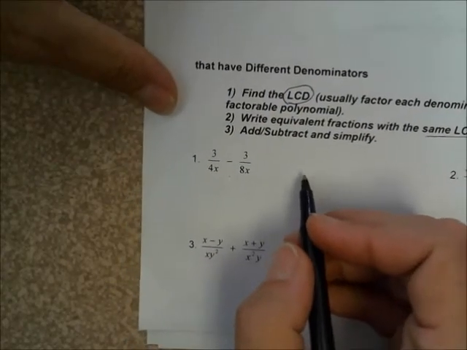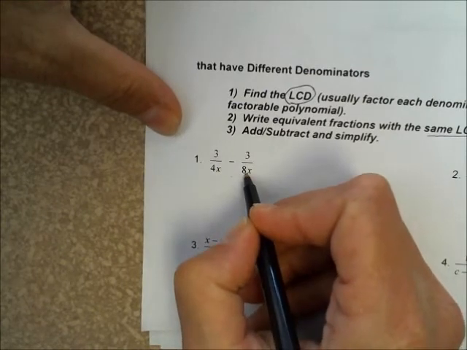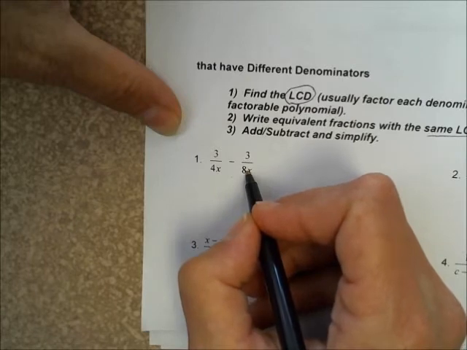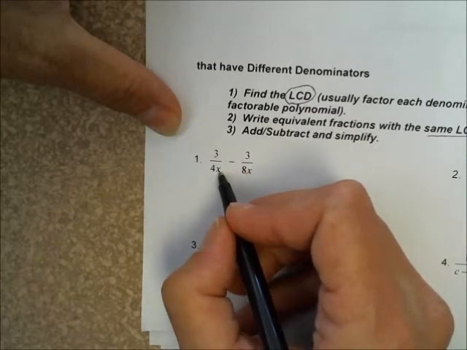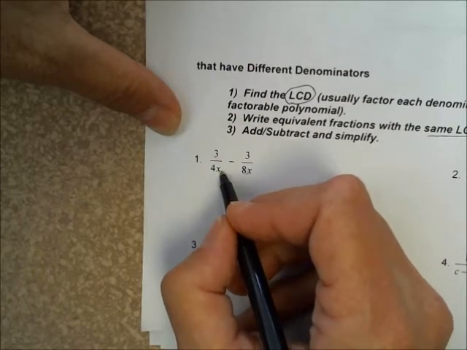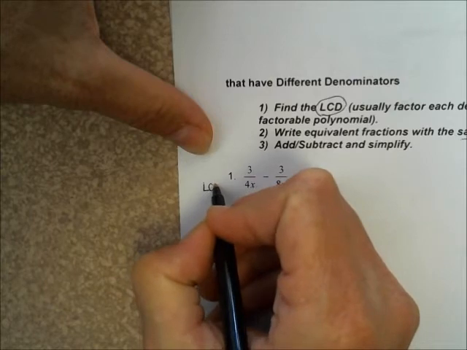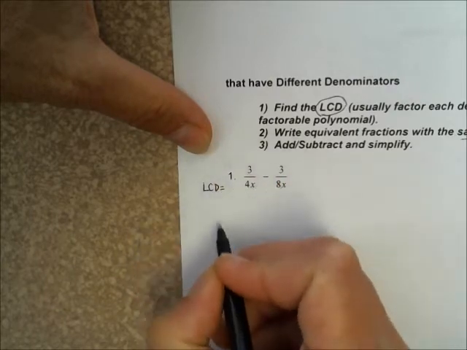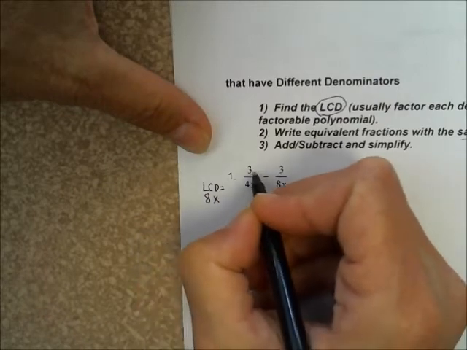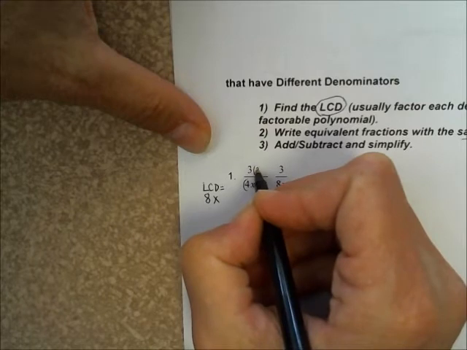So in this example, we have a 4x and an 8x. Well, the least common denominator between a 4x and an 8x is an 8x, because if we multiply the top and bottom here by 2, 4x times 2 is 8x. A lot of times I would like you to write out what the LCD is. This LCD is actually equal to 8x. So to get an 8x, like I said, we're going to multiply the top and bottom by 2.